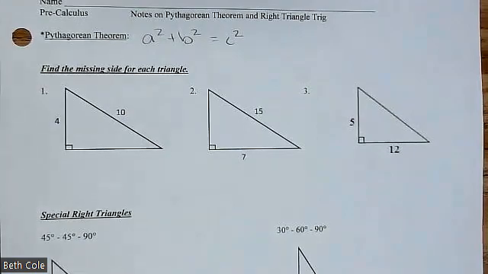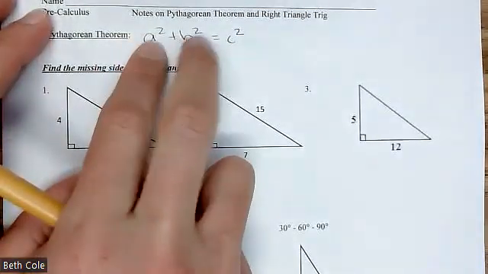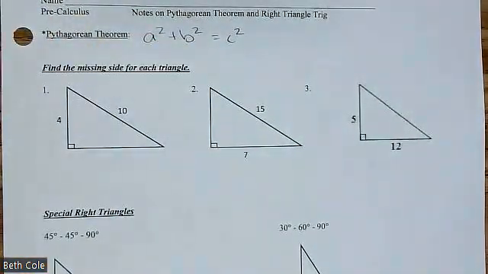C has to be the hypotenuse. The other two, it really doesn't matter what order you put those in. C has to be the hypotenuse, the biggest side. And it only works for right triangles. If you don't have a right triangle, this goes out the window. Okay, all on the same page? Otherwise, you're just going to use the formula, but you have to be able to reduce your square roots.